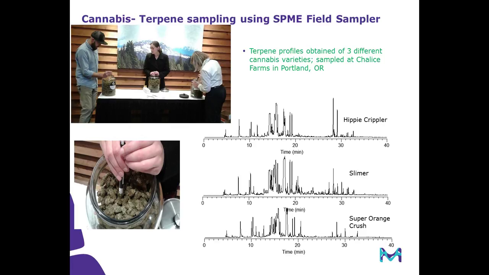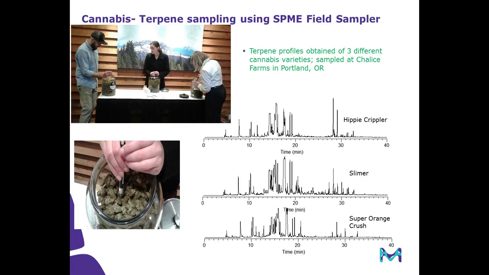We did something called the Cannabis Boot Camp out in Portland, Oregon, a couple years ago at Chalice Farms, which is a dispensary there, and we used these SPME field samplers to look at terpene profiles from 3 different varieties of cannabis that they had at their facility. That's me on the far right, sampling one type, and I had 2 helpers sampling 2 other types. The second picture just shows that all we did was expose the SPME field samplers to the cannabis flowers for about 5 minutes.